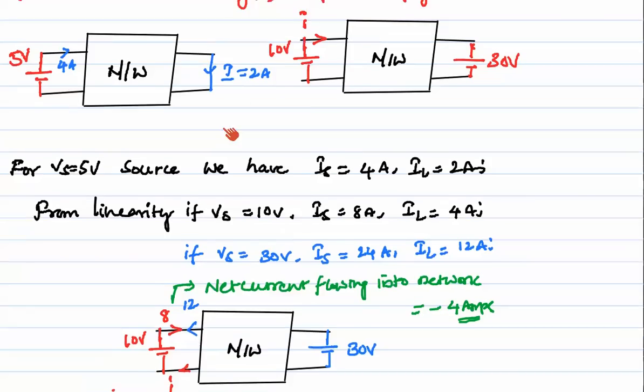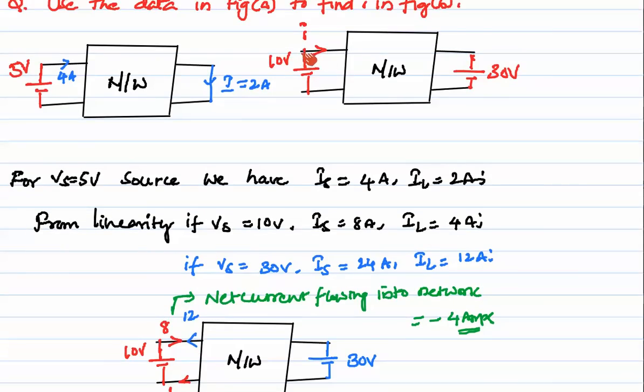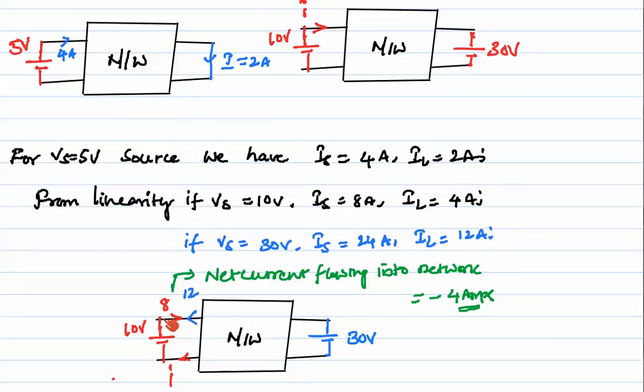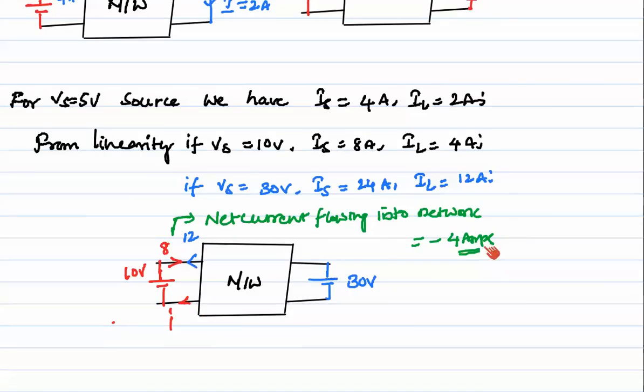So what is the actual I value? So I value is from 10 to another network. So from this is the 10 to network here. That means the current flowing is going to be minus 4 amps in this case here.